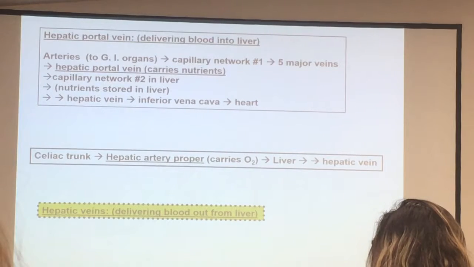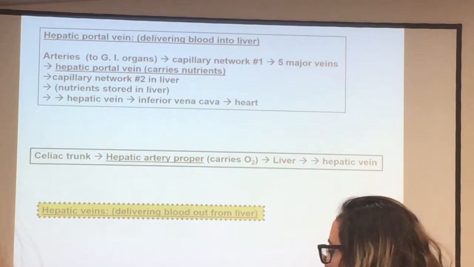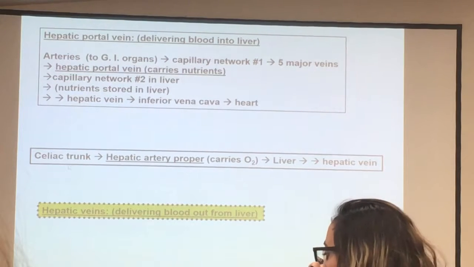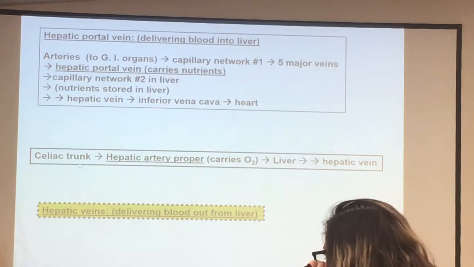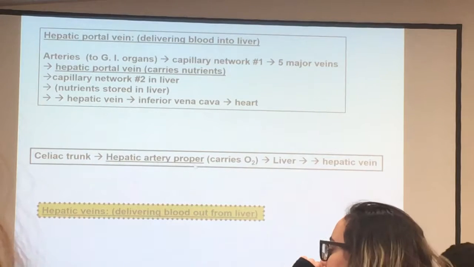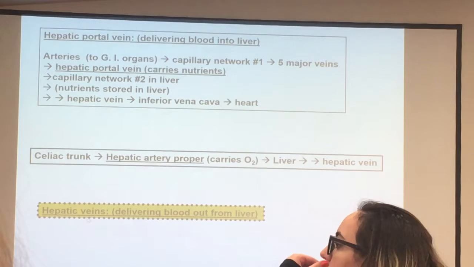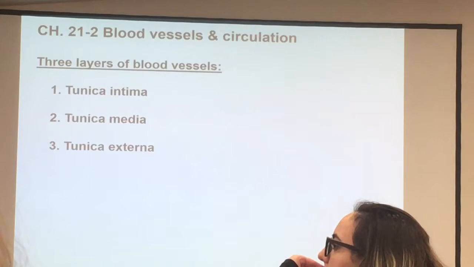So the liver has 2 entrances. One is from the celiac trunk artery through the hepatic artery proper. One is the hepatic portal vein. And when you get out, we only have 2 hepatic veins.